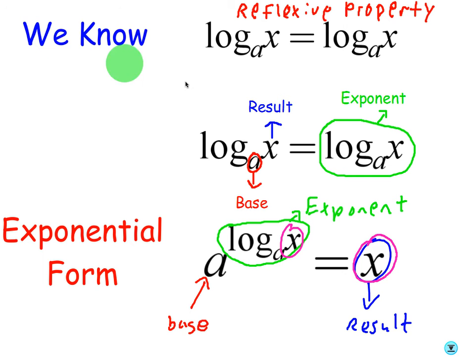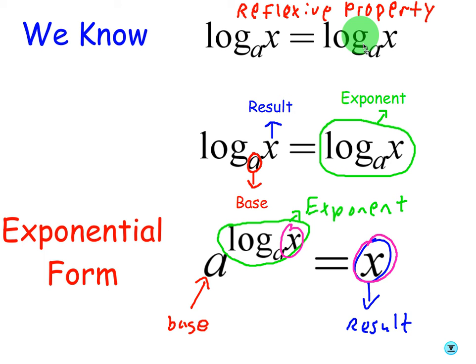Here's how the proof works. We know that log base a of x equals log base a of x. Everybody agree with that? Okay. We're going to make this right side of the equation the exponent, because a to this power should give you that if you convert it back to exponential form like he was talking about.